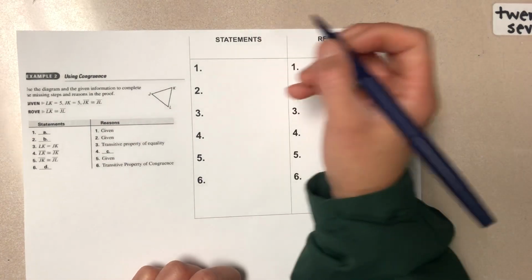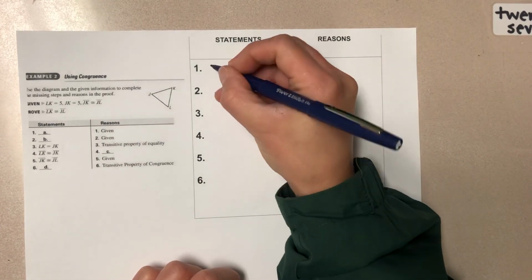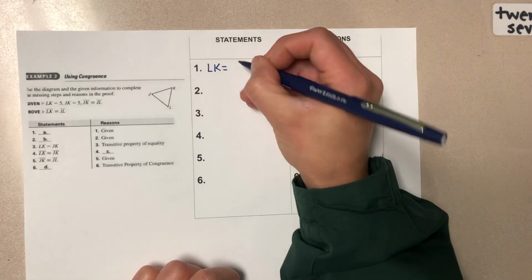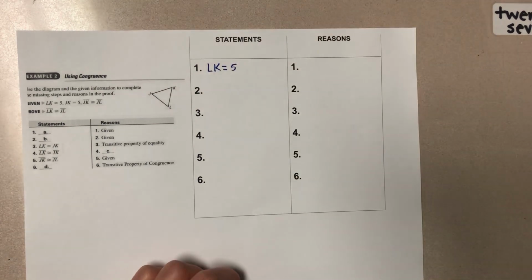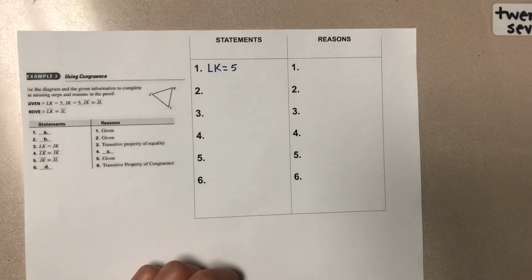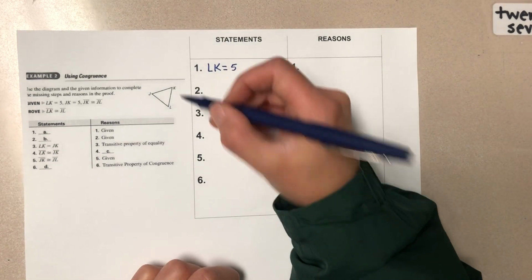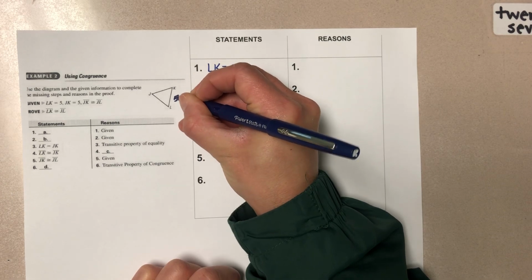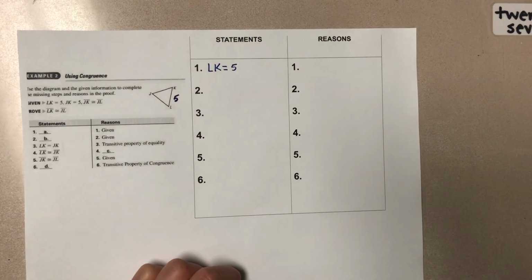Well, under A, or the first statement, we're going to write what is given. The length LK equals 5. Well, they give us a diagram of a triangle, J, K, and L, and they say that the side LK here is 5. So we can also label that diagram as 5. So go ahead and draw the diagram in your notes, and then label the side LK with a 5.